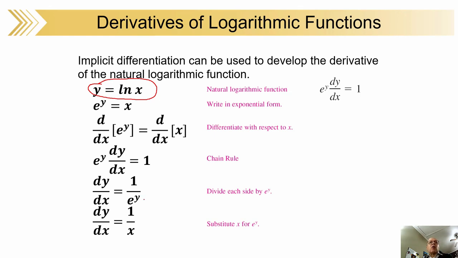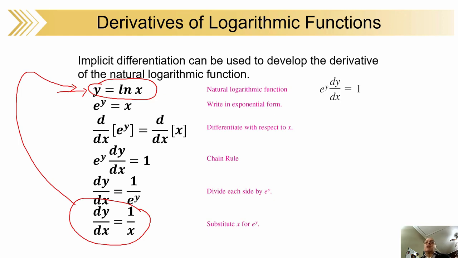Now, e to the y is the same thing as x. So dy dx from the natural logarithmic function equals 1 over, not e to the y, but its equivalent x. There's the derivative of your natural logarithmic function. Just in case you're interested. Sometimes derivations can be rather complicated. This one's fairly easy, and you might have been able to do it, really.